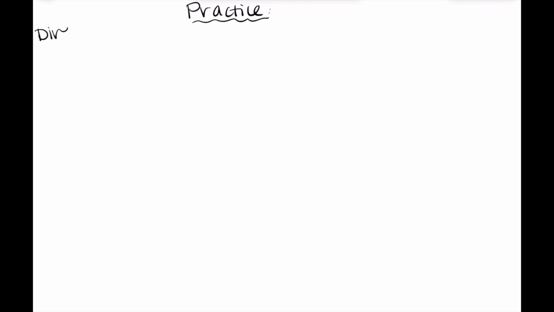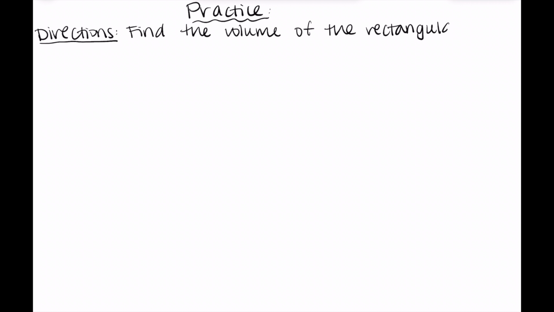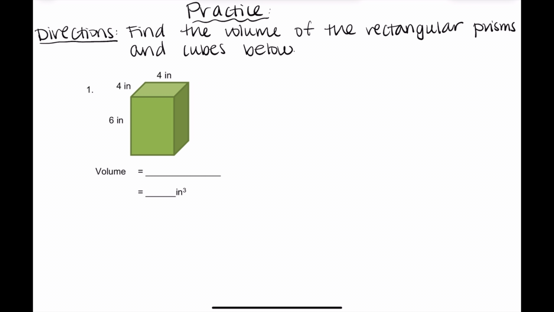The directions say to find the volume of the rectangular prisms and the cubes below. So I hope you guys copy down the formulas for both of those because we're going to need them here. I'll also rewrite them, but they will be needed here. And for our first example, you'll see that we have a rectangular prism, right? How do I know this? Because all the sides are not the same length and it's shaped like a rectangle.